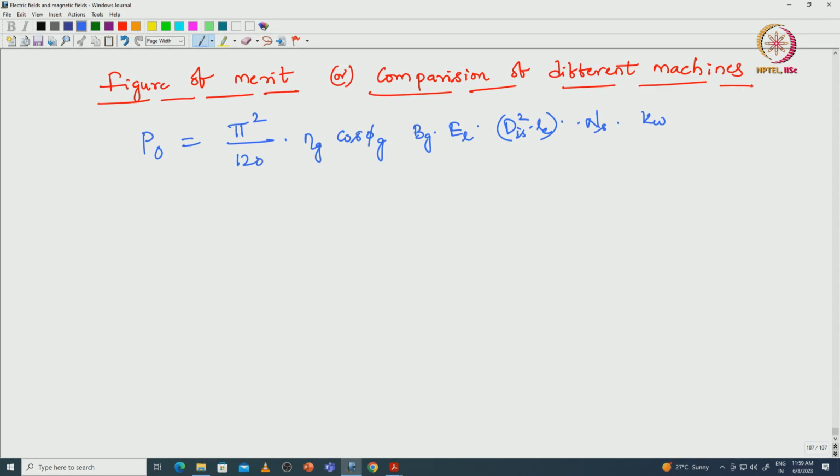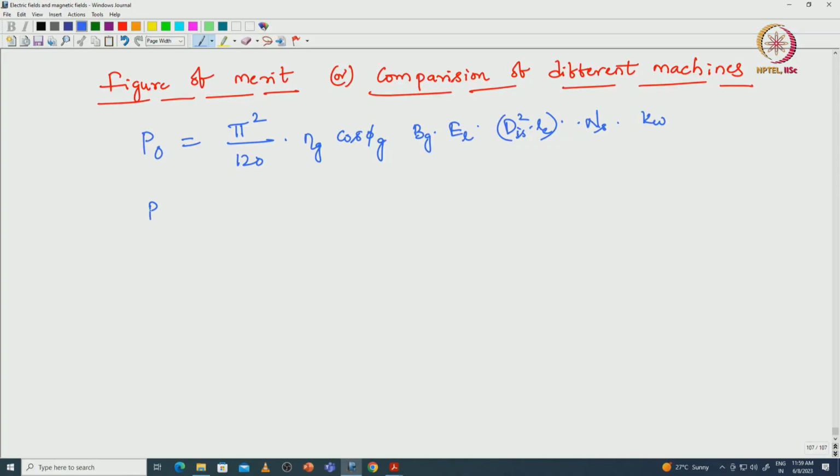Now, in order to compare different machines, consider a 100 kilowatt or 1 HP machine I am designing, a smaller power rating one. So, 1 HP you can consider as an example. Manufacturer 1 will design the 1 HP machine, manufacturer 2 also will design a 1 HP machine, and manufacturer 3 also will design the same machine with different dimensions, different materials and so on. So, how to compare them? Some figure of merit or some kind of comparison parameters we have to take.